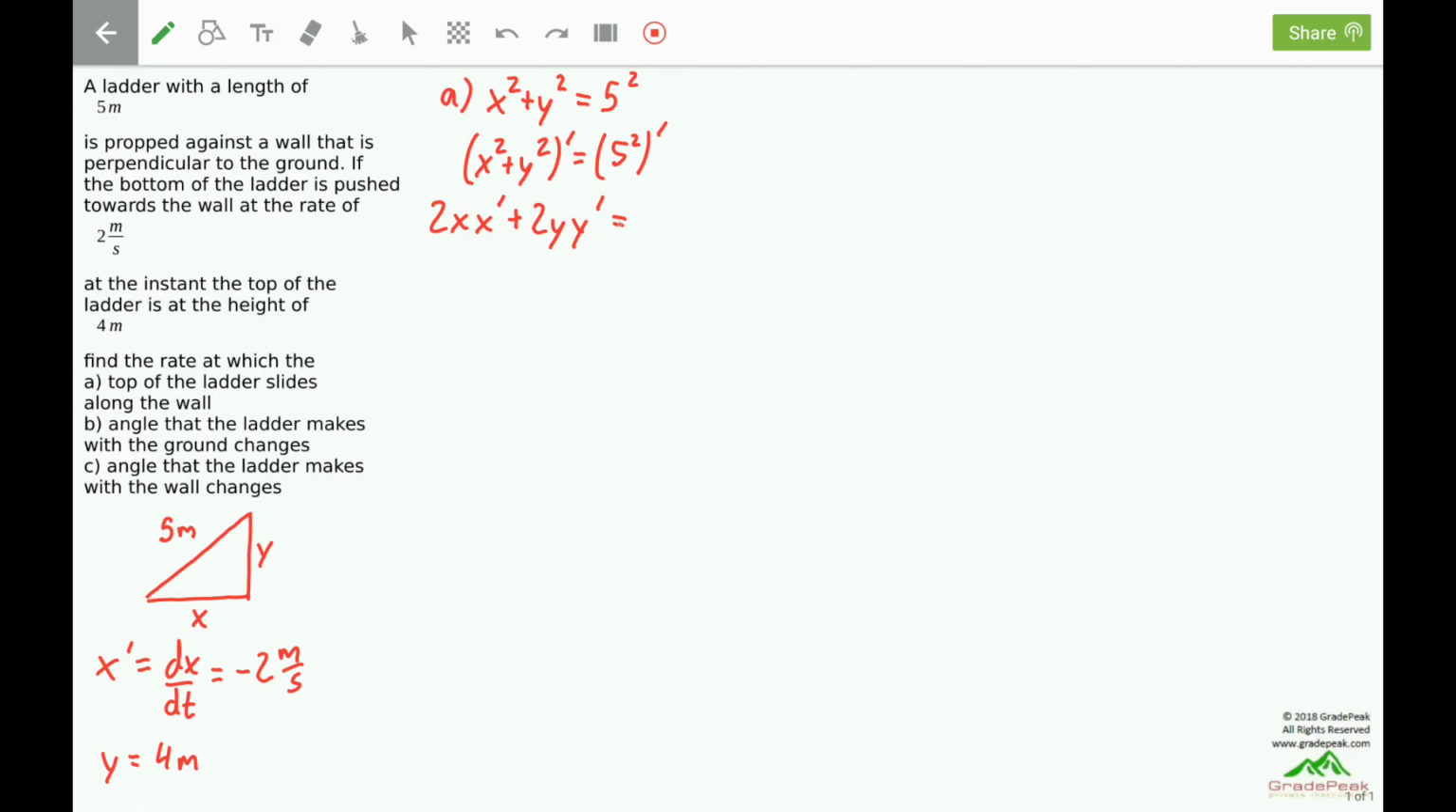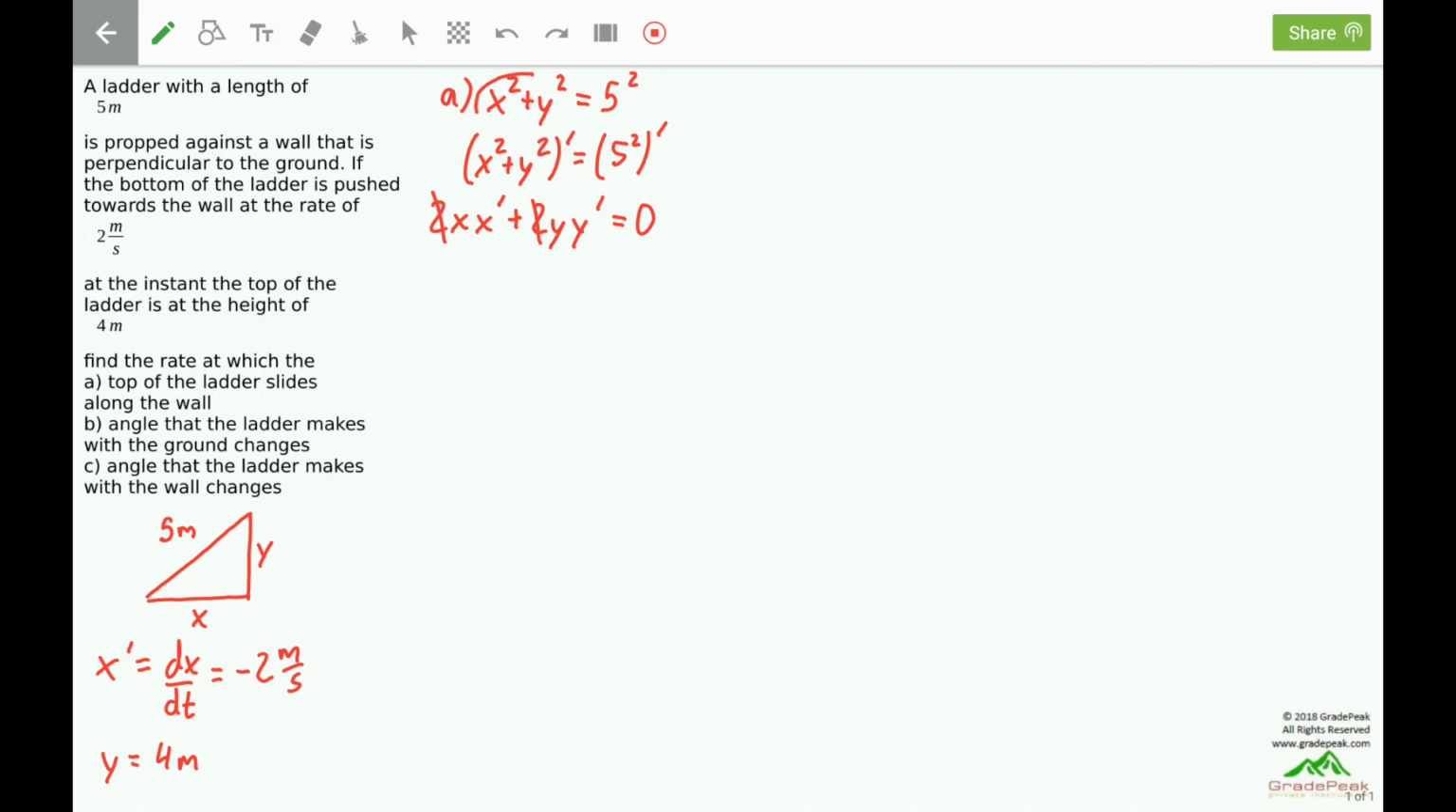On the right side, we have the derivative of 5 squared, which is a constant. The derivative of a constant is 0. Since we're equal to 0, we can divide both sides by 2, and the 2's will cancel. We're trying to solve for y prime here. We need x, x prime, and y to be able to do that. We have x prime, we have y. We do not yet have an x.